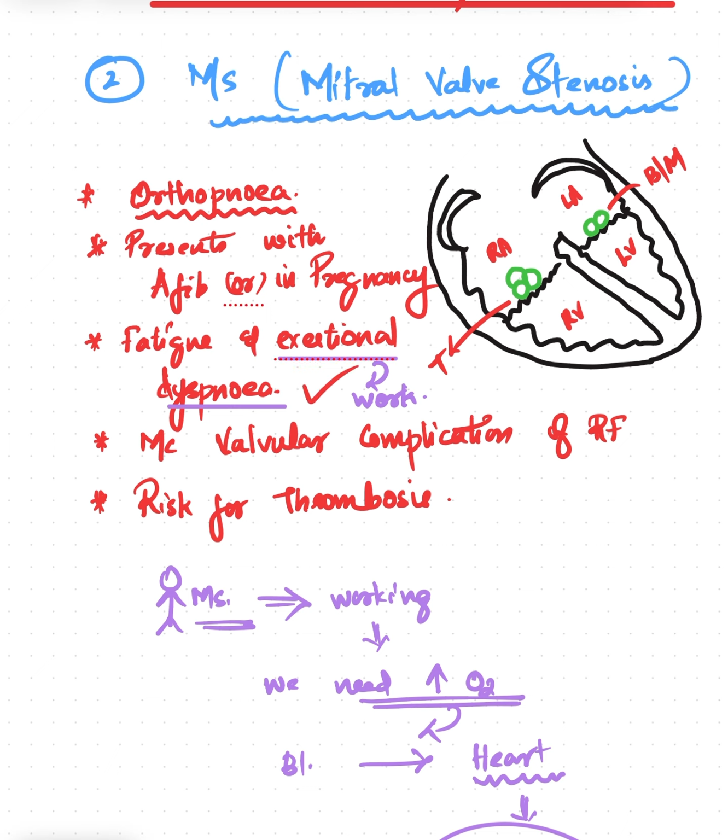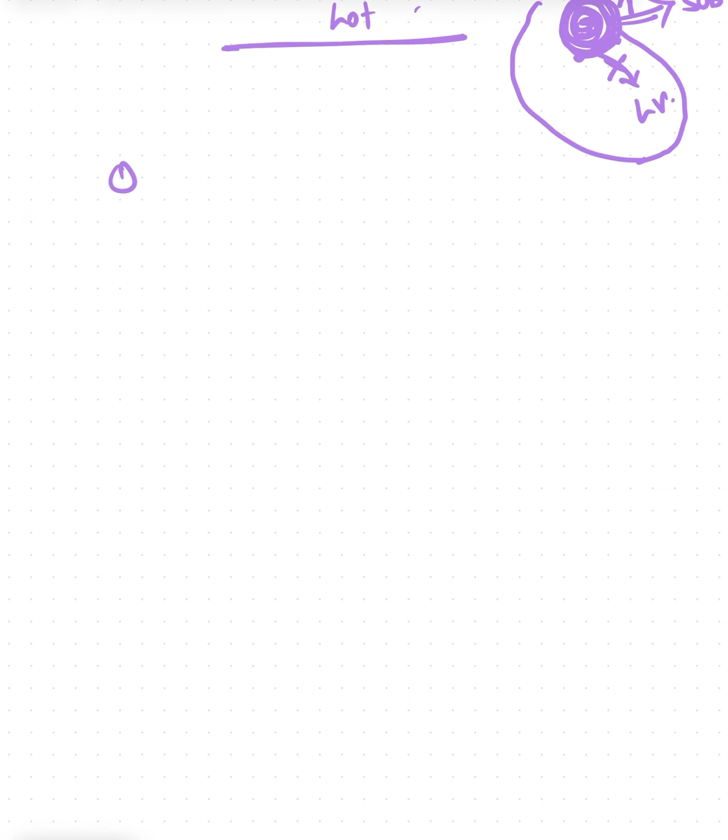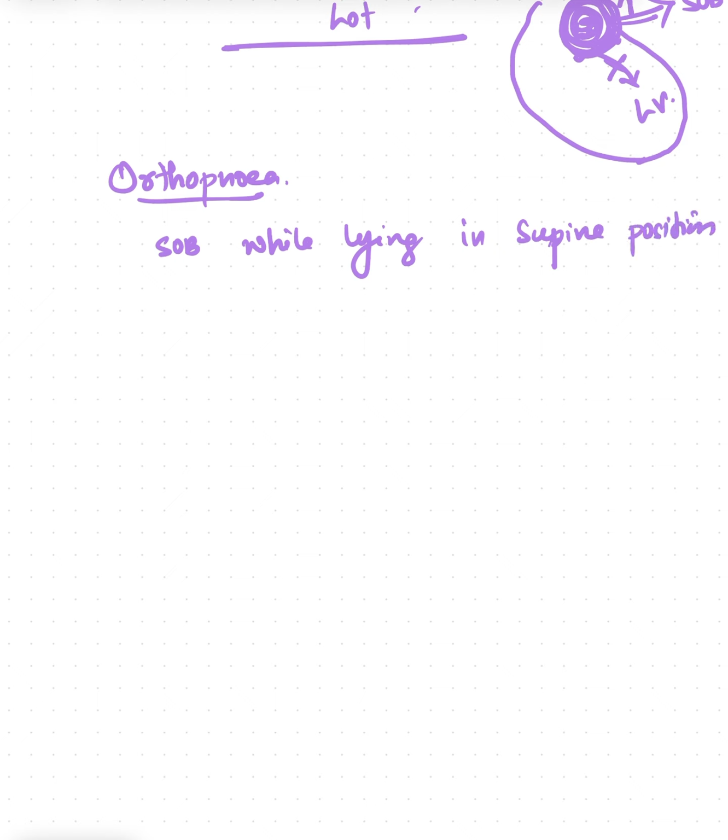So the next thing I would like to emphasize here is orthopnea. You need to remember this particular specific thing about mitral valve stenosis, orthopnea. Before knowing how orthopnea occurs, let's look into what orthopnea is. Orthopnea is SOB, shortness of breath, while lying in the supine position. This is a special feature of mitral valve stenosis. When the patient is lying in the supine position, the patient will have shortness of breath.